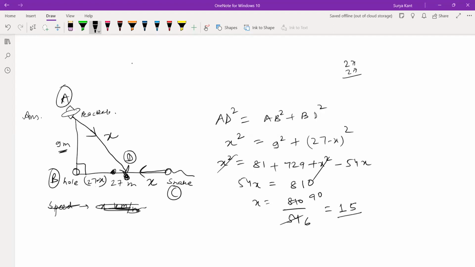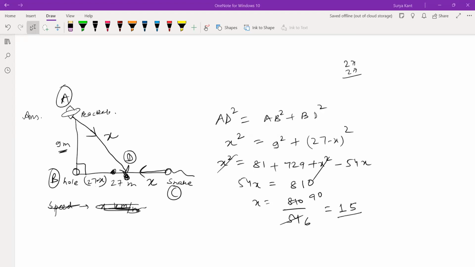Now it's very easy, right? So the snake covered X, 15 meters, right? So from here to here is how much? So let me read the question once again. They're asking, if the speeds are equal, at what distance from the hole? Oh, I got this. Okay, one minute. I'll just copy and paste.